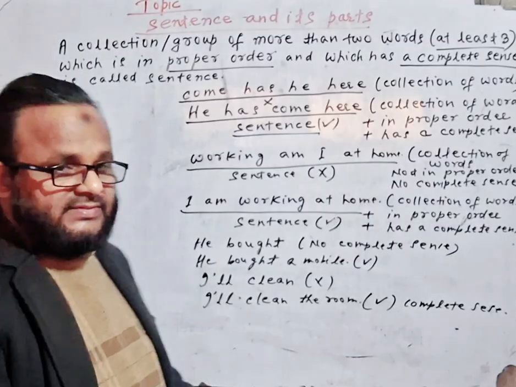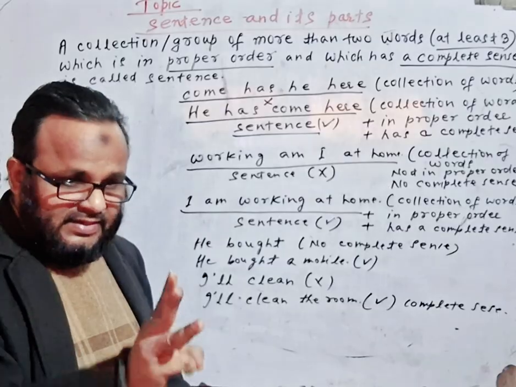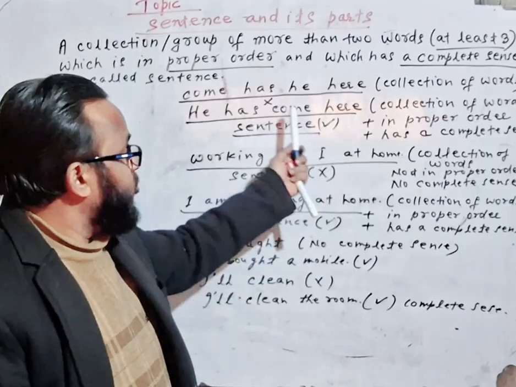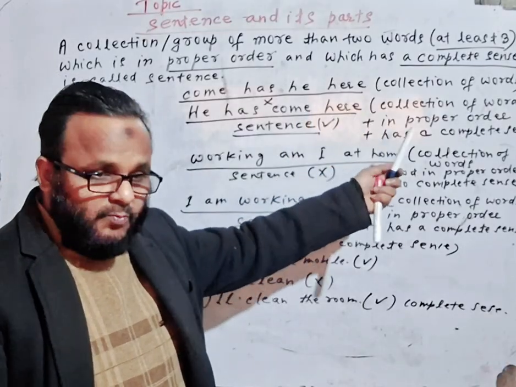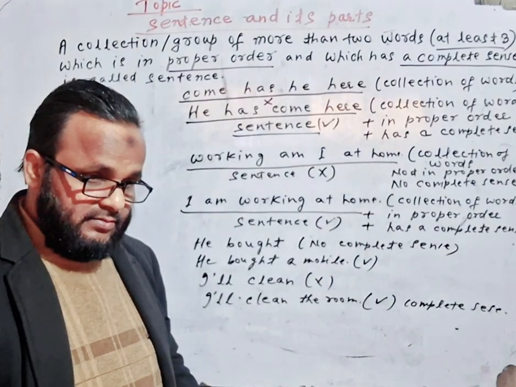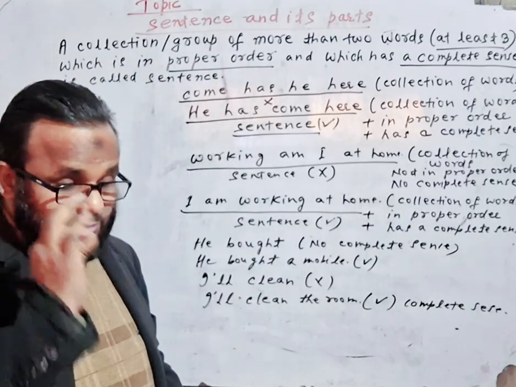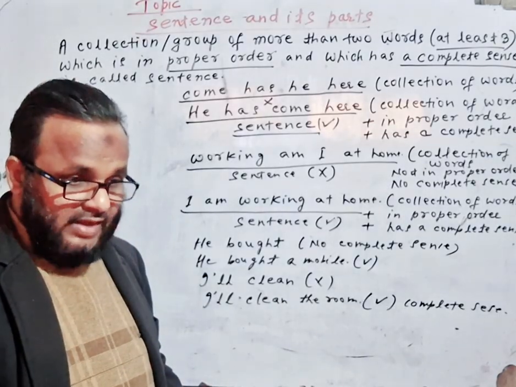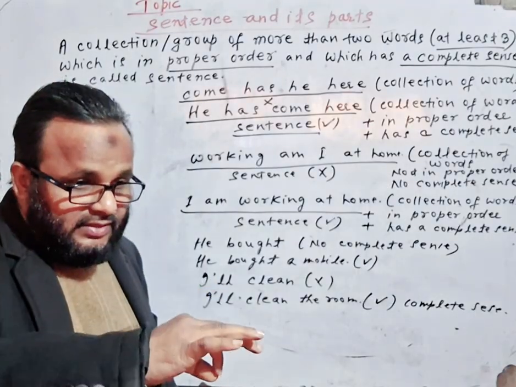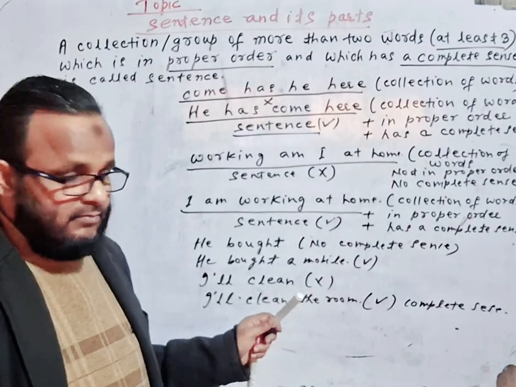तो फॉर बीइंग अ सेंटेंस, सेंटेंस होने के लिए देयर मस्ट बी कलेक्शन ऑफ वर्ड्स, at least 3 words, that collection must be in proper order, and that collection must have complete sense. These three things are necessary for being a sentence. Sentence होने के लिए 3 चीजों का होना जरूरी है. राइट. एक तो कलेक्शन ऑफ वर्ड्स, दूसरा प्रॉपर ऑर्डर, तीसरा कंप्लीट सेंस. तभी उसको सेंटेंस कहेंगे. Have you understood? Okay, note down this.